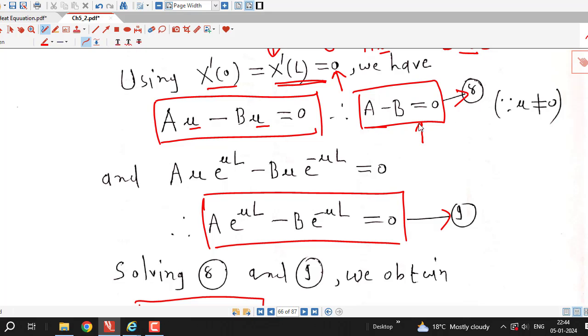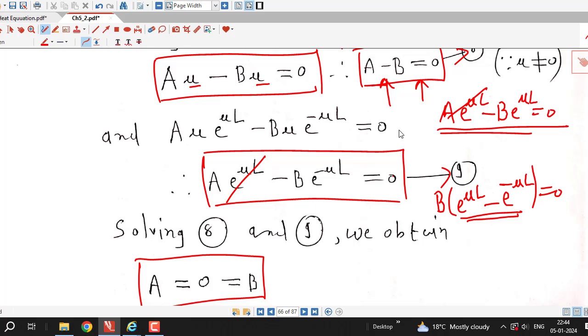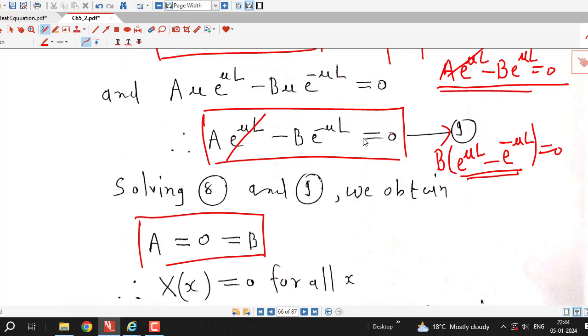You can multiply this equation 8 by e raised to mu L. Suppose I consider multiplication of this by e raised to mu L, I will have this equation, and if I subtract this equation from equation number 9, you can see this is going to be 0, and I will have b into e raised to mu L minus b into e raised to minus mu L, and we can take b common equal to 0, and this can never be 0, so b must be 0, and a and b are equal, therefore a equal to b equal to 0.